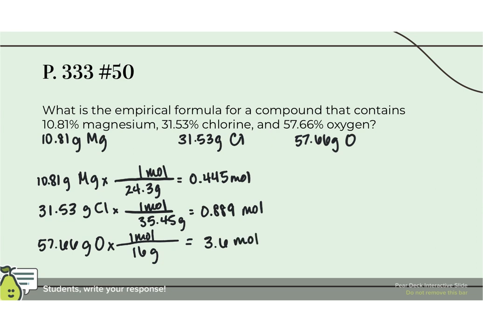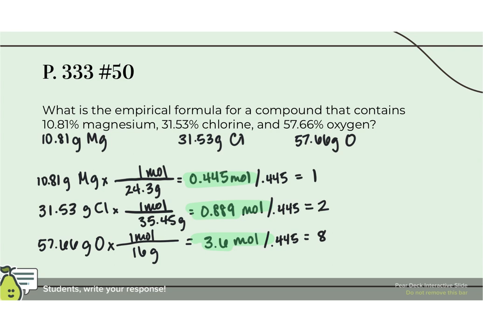Okay, so now I'm finished step 2. I found my 3 molar values here. Boom, boom, and boom. So now I want to divide them all by the smallest. If I look here between the magnesium, the chlorine, and the oxygen, magnesium is the smallest. So I'm going to divide this by 0.445, divide this by 0.445, divide this by 0.445. Answer here is 1, answer here is 2, and the answer here is 8. So I don't have to worry about doing that final step where I multiplied to get whole numbers.